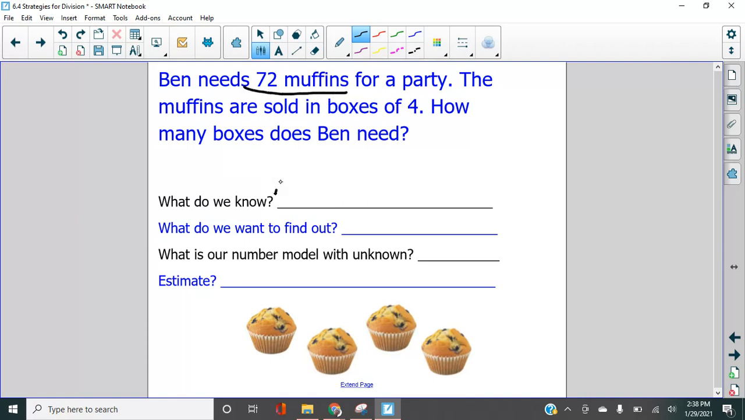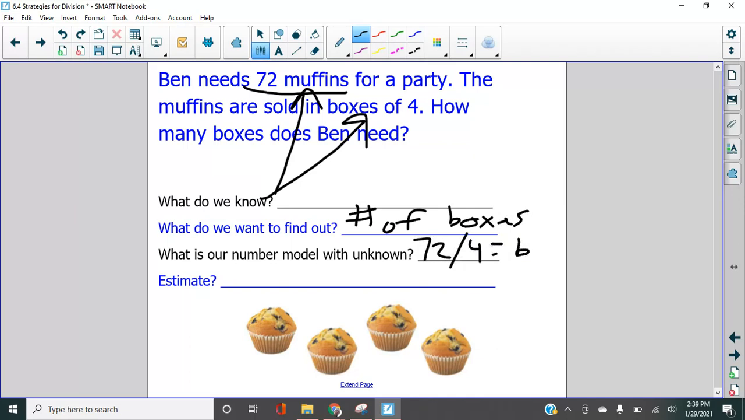What do we know? We know there's 72 muffins for the party. We know that they have boxes of 4. We don't know the number of boxes, right? We're trying to figure out the number of groups. Our number model is 72 divided by 4 equals B for boxes.